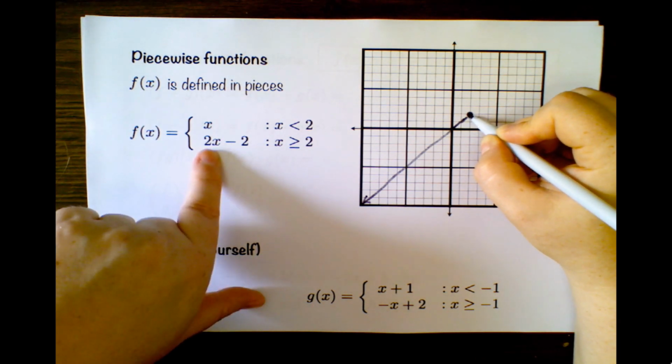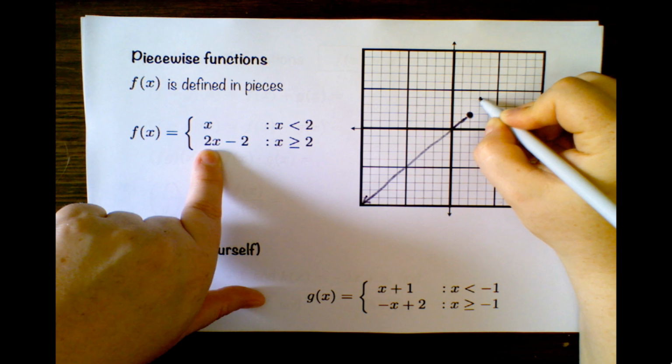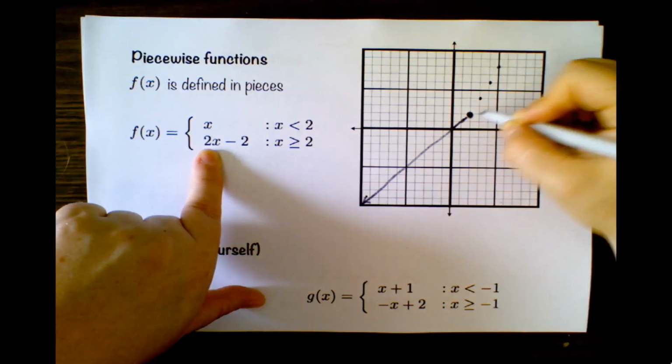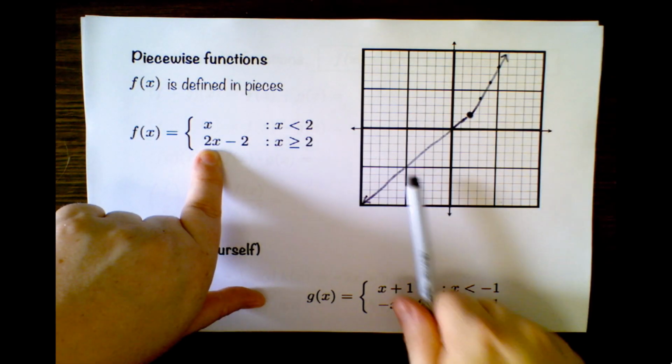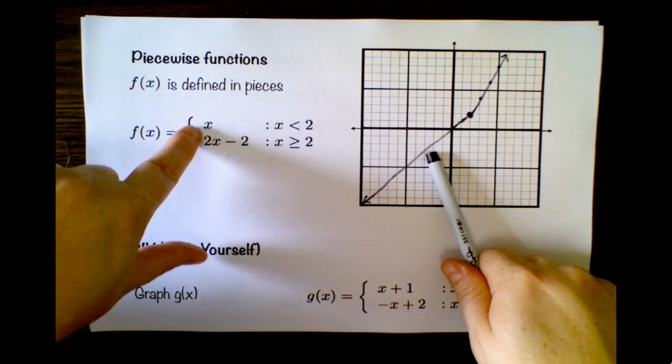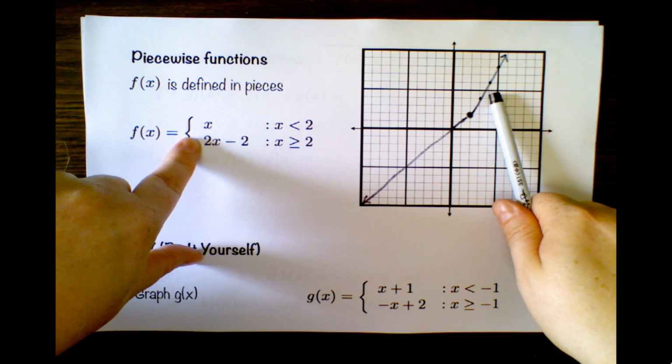And then the slope is 2x. Sorry, the slope is 2. 2x means the slope is 2. So I'm going to go up 2 over 1, 2 over 1, up 2 over 1, and draw this line. You'll notice that the slopes of my 2 lines are different. This has a slope of 1, and this piece has a slope of 2.